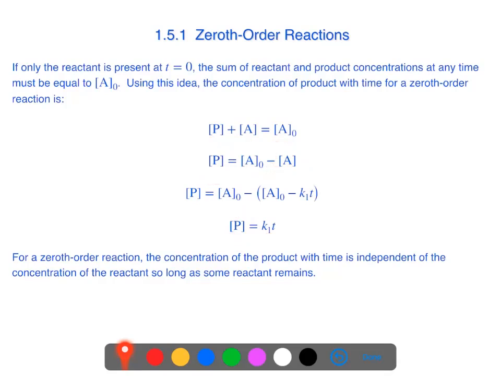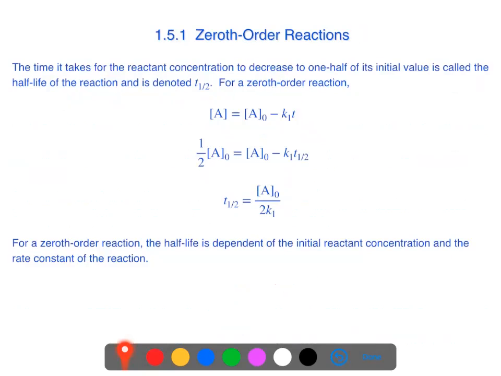So for a zeroth order reaction, the rate of product formation with time is independent of the concentration of the reactant, so long as some of that reactant remains. And we can calculate the product concentration at any point in time during the course of that reaction if we know both the rate constant and the time that we're interested in.